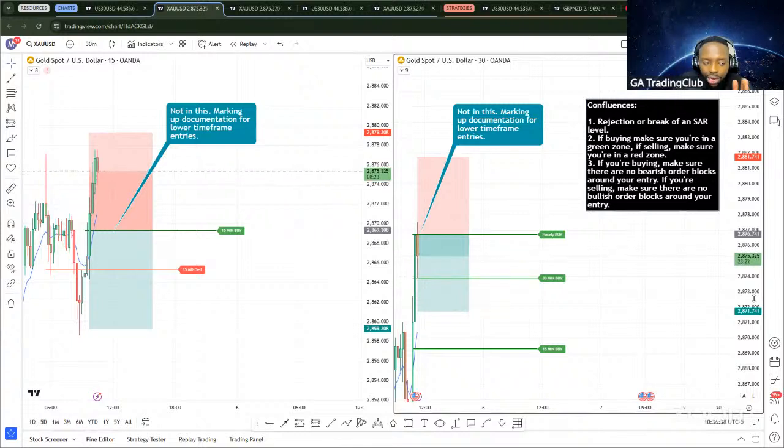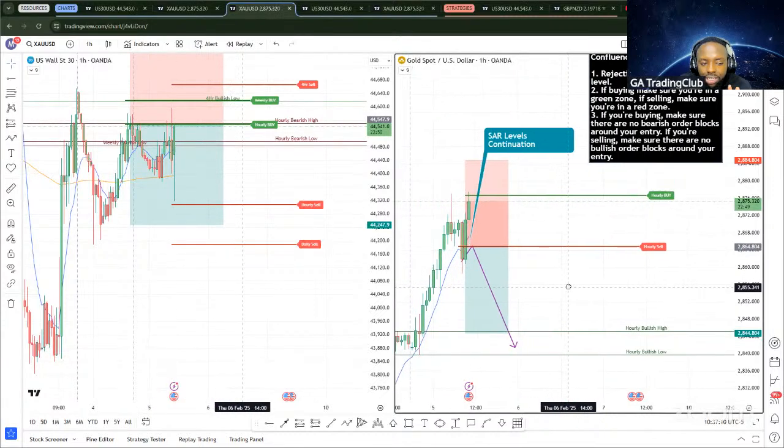The reason I prefer the rejection strategy as opposed to the break and continuation strategy is that the rejection strategy is going to give you those wicks. Whatever those wicks are telling you is that the price point where that level has been created is a zone of interest, so you are at a good area to look for that buy or sell.